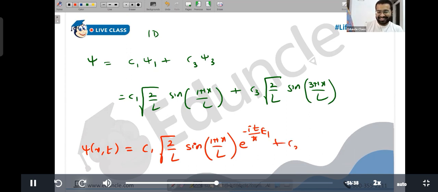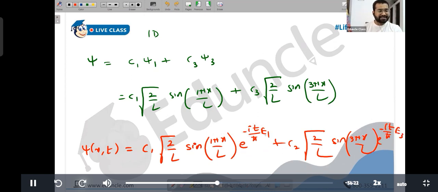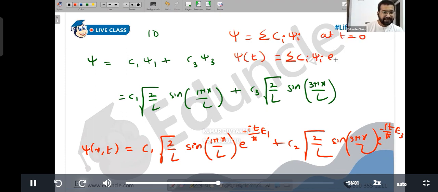Okay. And then similarly, we have C3 under root of 2 by L sine 3 pi x by L, e raised to minus iEt upon h cut E3, people. So depending upon the quantum number, you have to write. You just have to multiply with e raised to minus iEt upon h cut En respectively. So basically, you can say the total wave function is sum of Ci psi i initially. This is at t equals 0. But if you want to find the value of wave function at some time t, then this is Ci psi i e raised to minus iEnt upon h cut. I hope this is understood. Tell me if not. Respective to the quantum number you have to multiply. For psi1 you will multiply E1 here. For psi3 you will write E3 here.